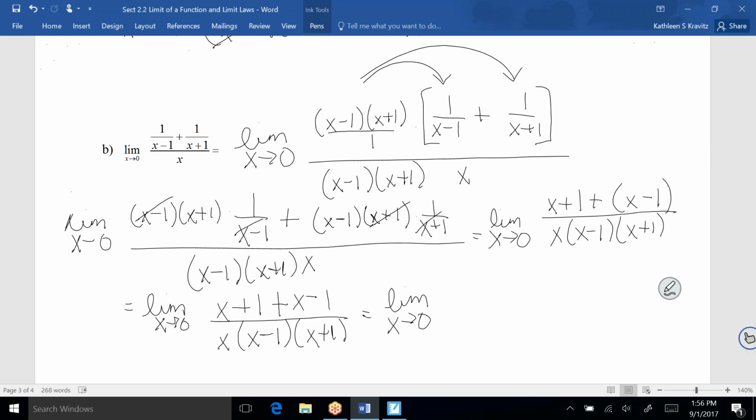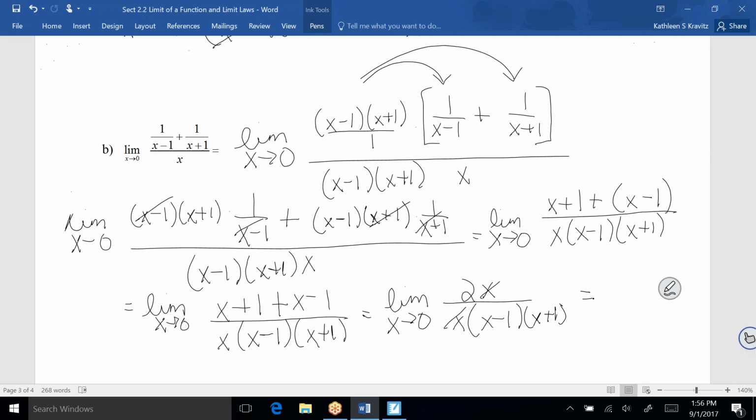So x plus x is 2x in the numerator, and 1 minus 1 is 0. And then the denominator, just copying that. And the x's cancel from the numerator and denominator, and then we're left with just a 2 in the numerator and just that x minus 1 times x plus 1 in the denominator.